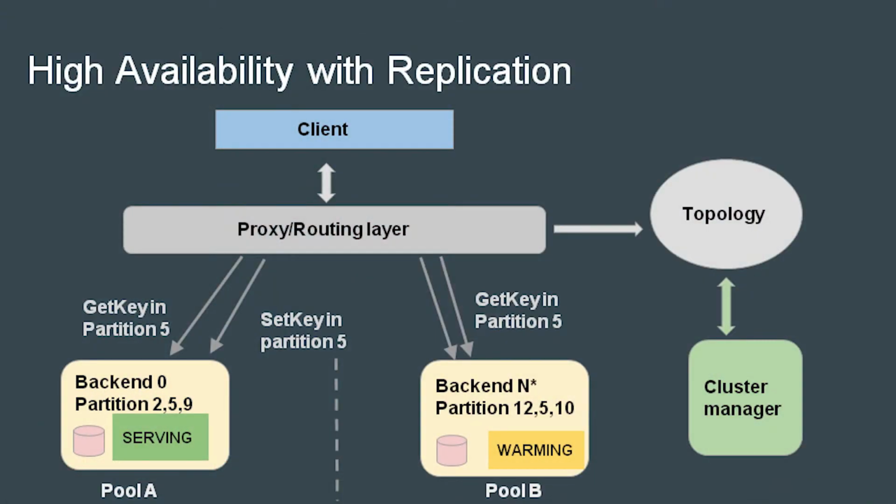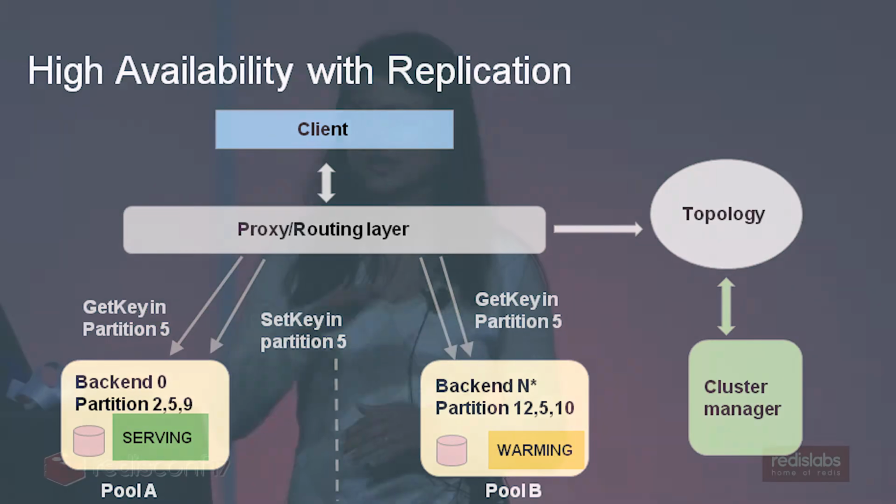Replicated Nighthawk pretty much looks like the architecture diagram that we looked at. It has a proxy in the routing layer. It has a topology. It has a cluster manager. But note that we have 2 different pools of backend. You have pool A, and then you have pool B. All partitions have a corresponding replica in pool A, and also a replica in pool B. So these are the 2 copies of your data.